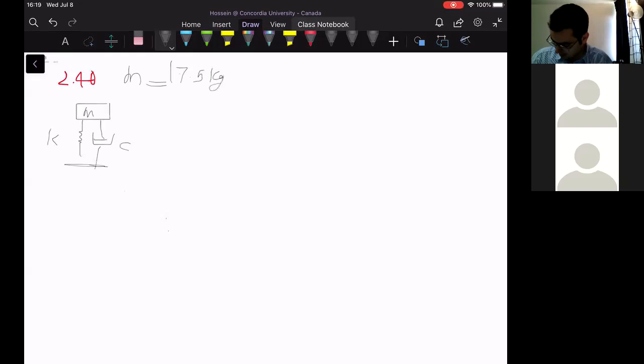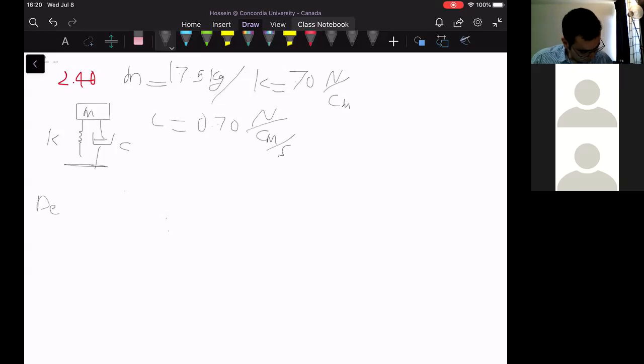So M is given, 17.5 kilogram, and the stiffness is given, 70 Newton per centimeter, and the damping coefficient is 0.70 Newton per centimeter per second. So we are supposed to determine a, the damping factor, or zeta, right?